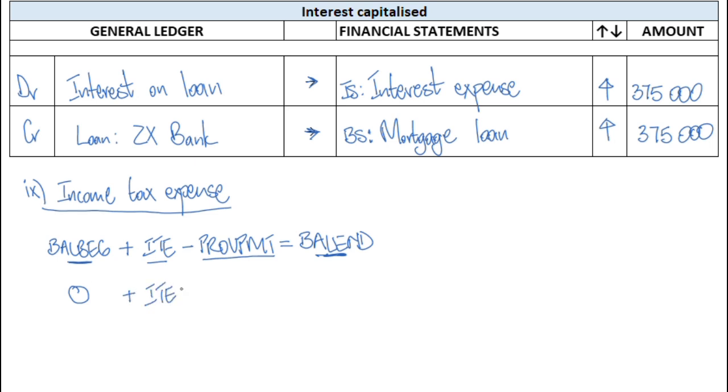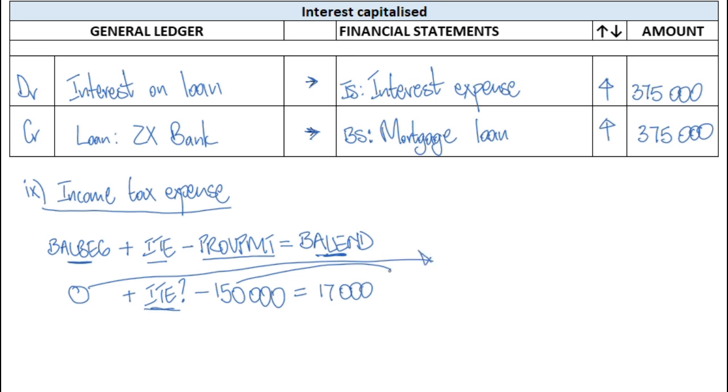Our income tax expense is what we are looking for. The provisional payments, we are told 150,000. And the balance at the end of the year is given to us as 17,000 rands. We want the income tax expense, so we make that the subject of the formula by taking everything else to the other side of the equation.